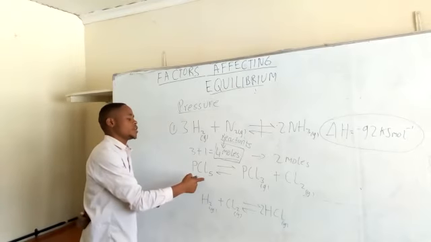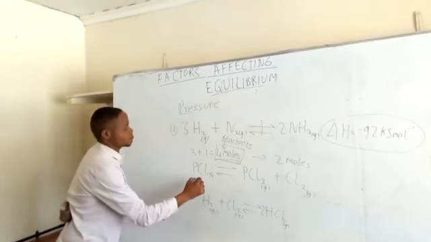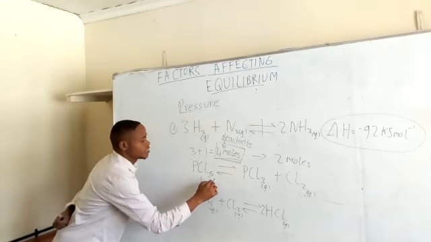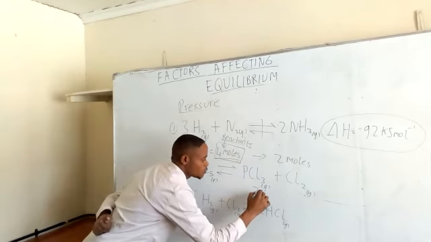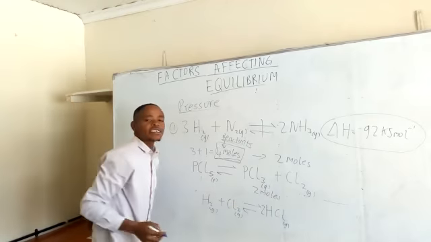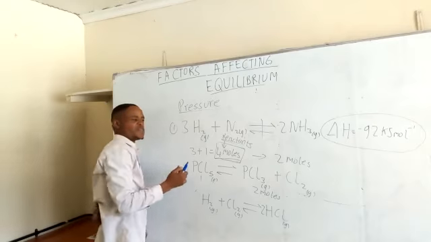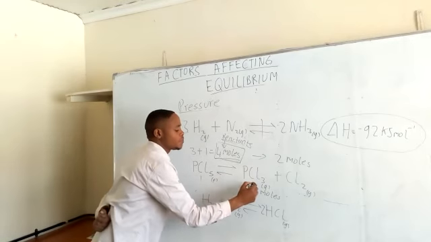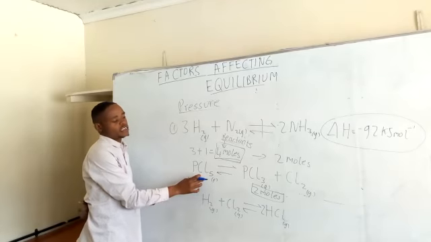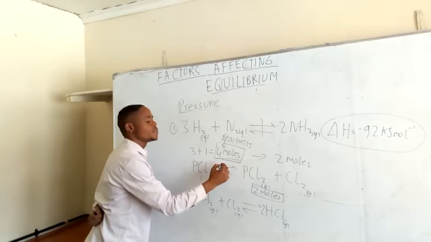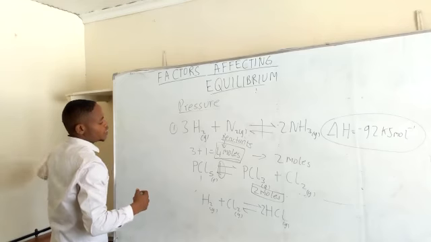Consider this equation where we are decomposing phosphorus pentachloride. Here we have 1 mole, this is a gas, but on the product side we have 1 plus 1, so we have 2 moles. Increasing the pressure in this system will not favor the forward reaction, because the products are more bulky than the reactants. So increasing the pressure will favor the backward reaction, and the equilibrium will shift towards the left.